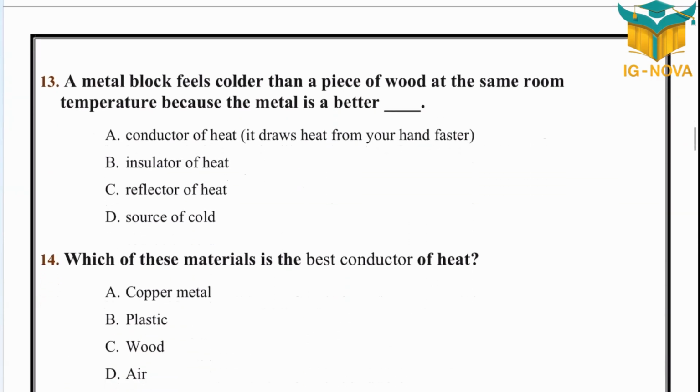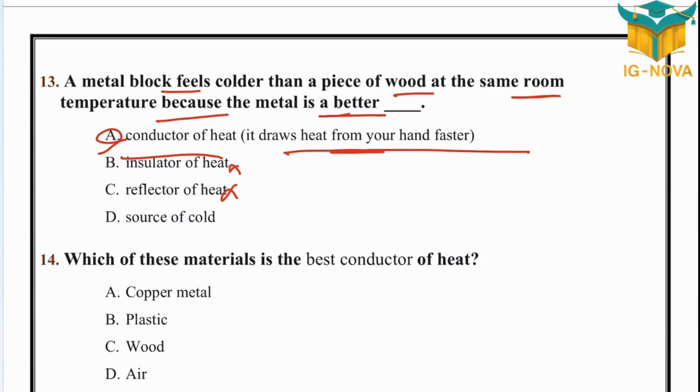Question 13. A metal block feels colder than a piece of wood at the same room temperature because the metal is better at, so it's a good conductor of heat. A conductor of heat draws heat from your hand faster.